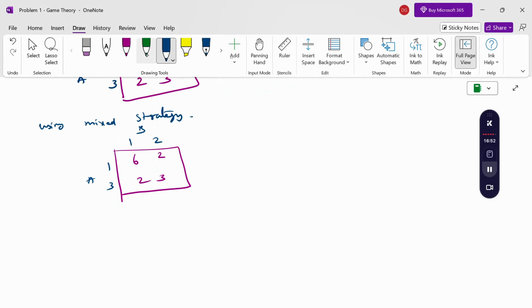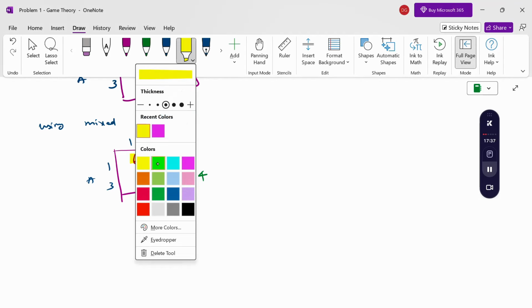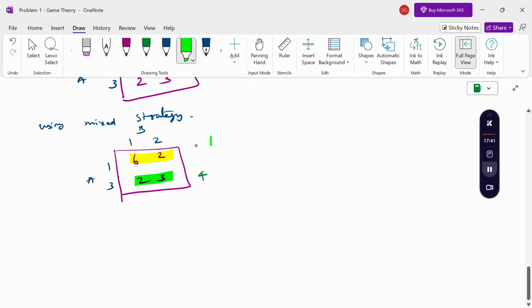First, find the differences. Difference means choose the maximum value in the row and subtract the minimum. So 6 minus 2, the difference is 4. But don't write the 4 in the same row, write it in the next row. Then the second row: highest number 3, lowest number 2, 3 minus 2, therefore the difference is 1.